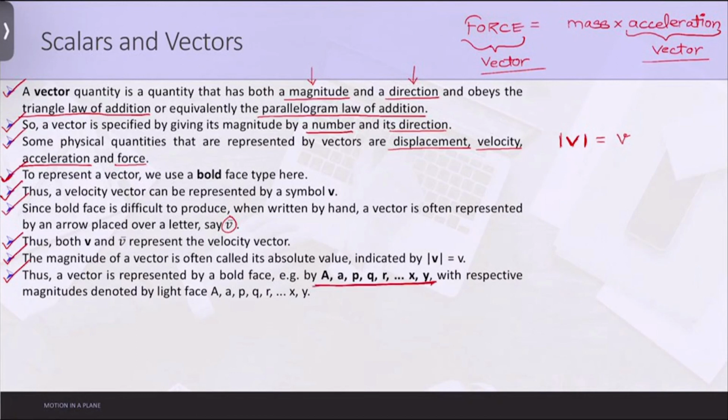Why is it a vector? Because we have made a representation that a vector will be represented by bold letters, with respective magnitudes, in lightface, that is, they are similar. A small a, small p, small q, small r, and similarly x and small x. So that was how the representation was being done, and how the vector was being defined.